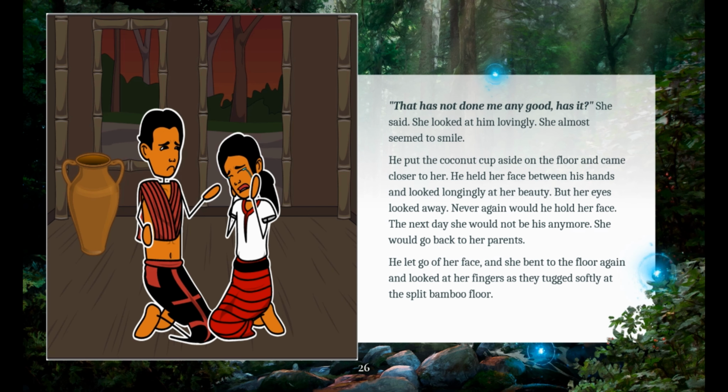"That has not done me any good, has it?" she said. She looked at him lovingly. She almost seemed to smile. He put the coconut cup aside on the floor and came closer to her, held her face between his hands, and looked longingly at her beauty. But her eyes looked away. Never again will he hold her face. The next day, she will not be his anymore. She would go back to her parents. He let go of her face, and she bent to the floor again and looked at her fingers as they tugged softly at the split bamboo floor.